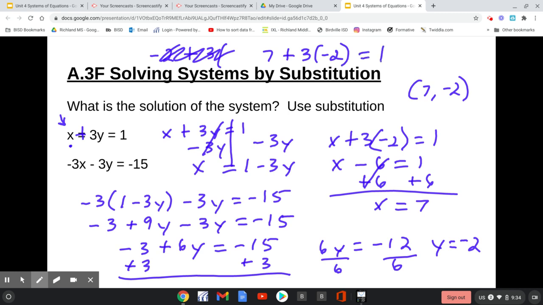We know 7, well, let's get rid of the parentheses. 7, 3 times negative 2 would give us negative 6 equals 1. And we know 1 equals 1. Therefore, our equation is correct. Our solution to the equation is correct.